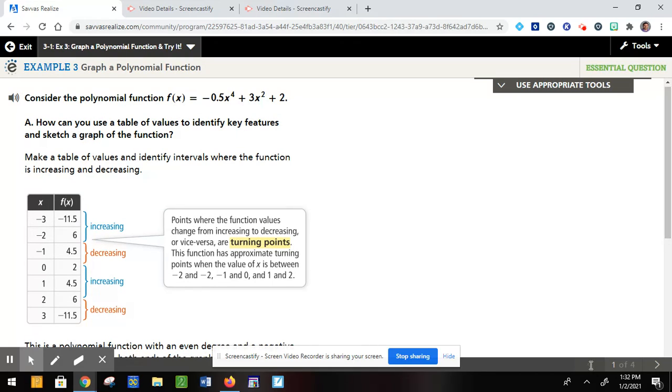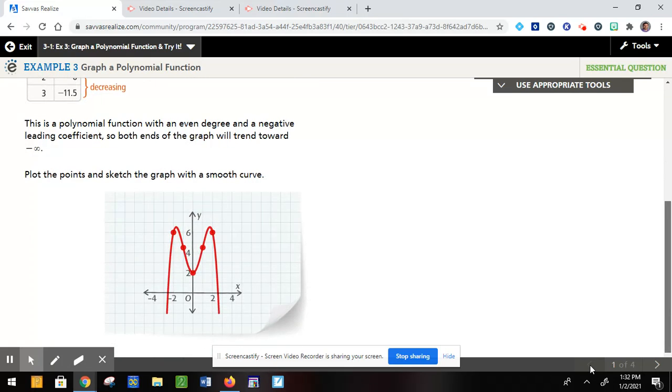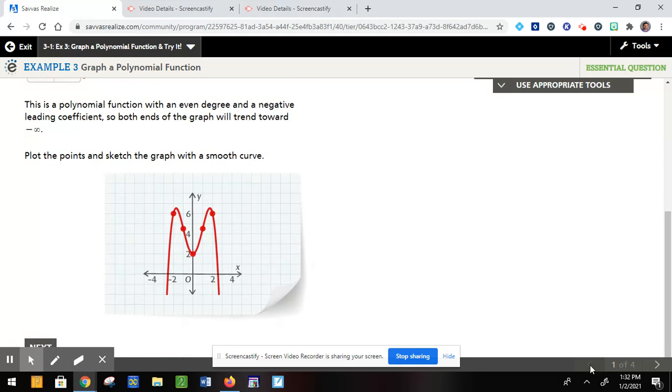Given last example, we can look at the original function here. Negative coefficient, even degree. So that means they're both going to go down. Left side and right side will be ending going down. All right. So you plot your points. You know that both sides are going down. You can get a general idea of what this function will look like. And again, you got the 3 turning points based on this being a fourth degree.